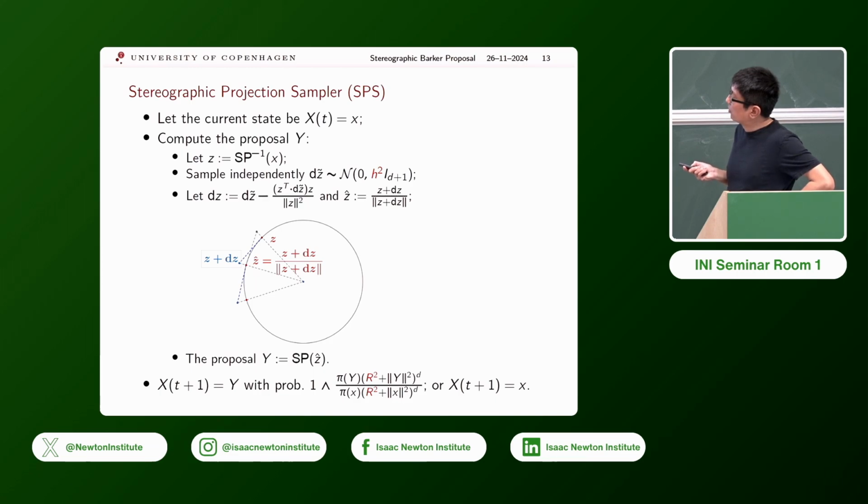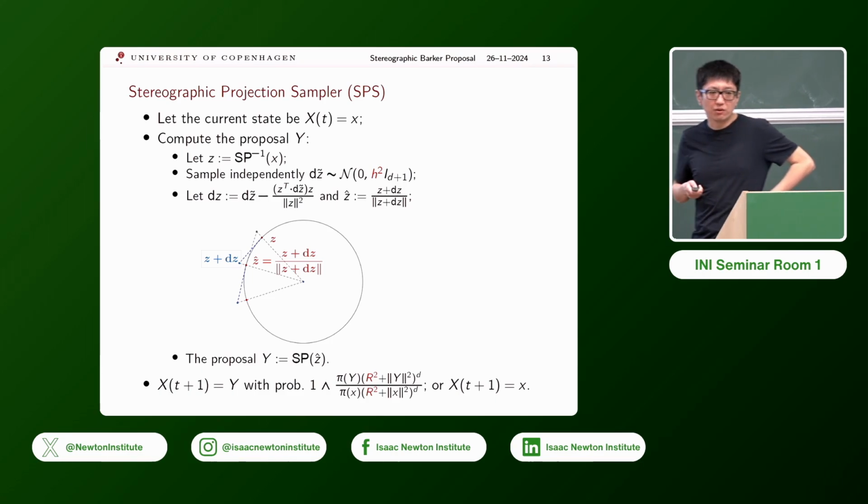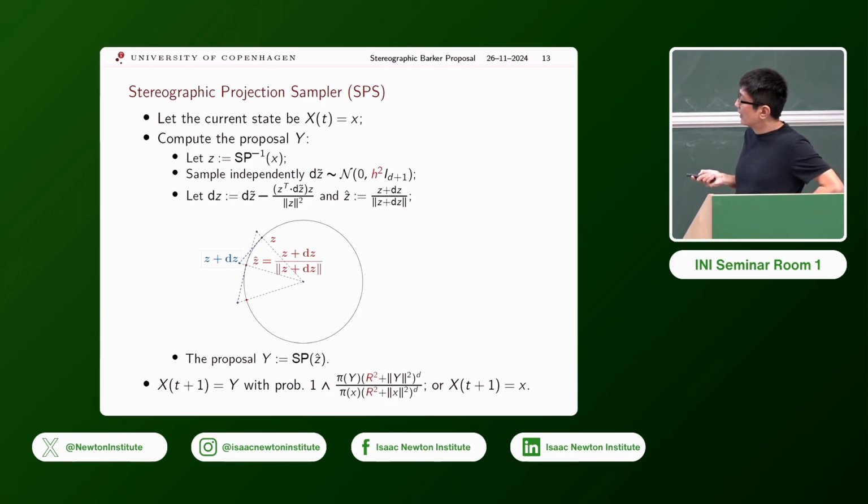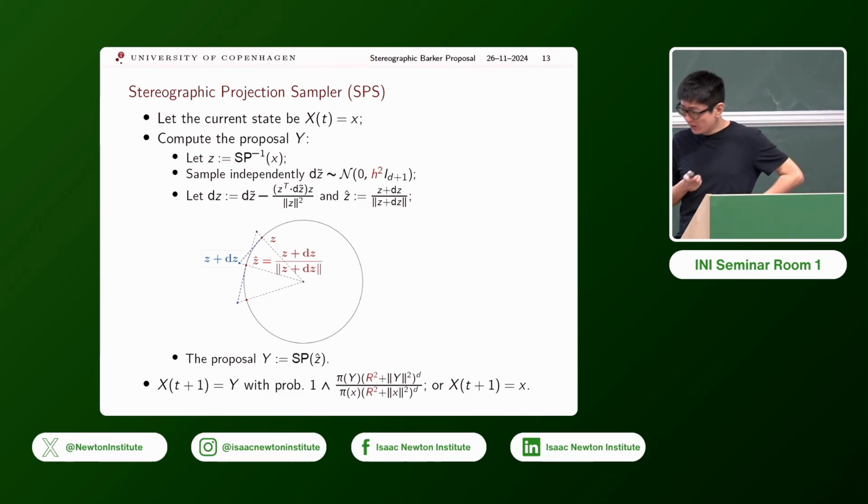So I will do a renormalization just to make it back to the sphere. So this Z hat is my proposal on the sphere. You can imagine this is the simplest way you can imagine for doing a random walk proposal on the sphere. And this Z hat will be my proposal on the sphere. So I can use the stereographic projection to project it back to Euclidean space. So I got this Y in the Euclidean space. That's my proposal in the Euclidean space. Okay, and then the rest is standard.